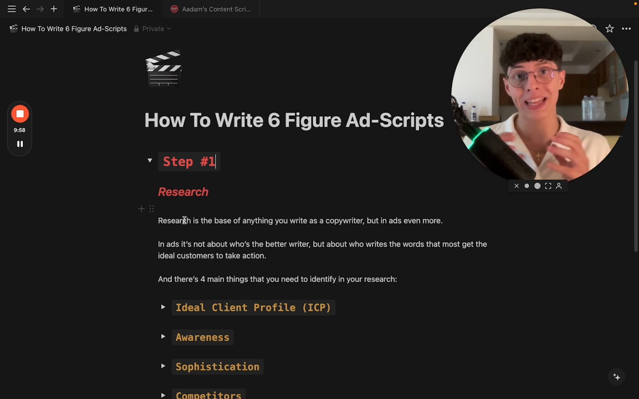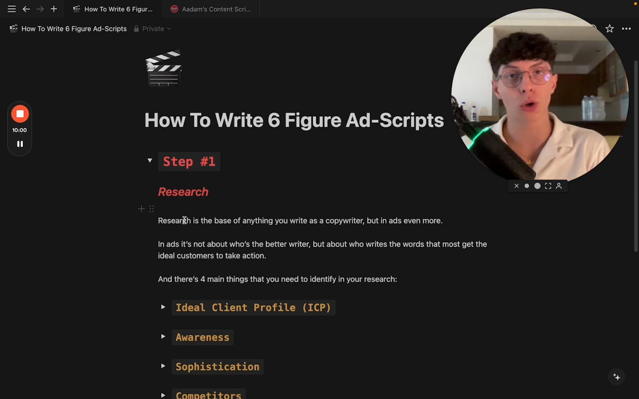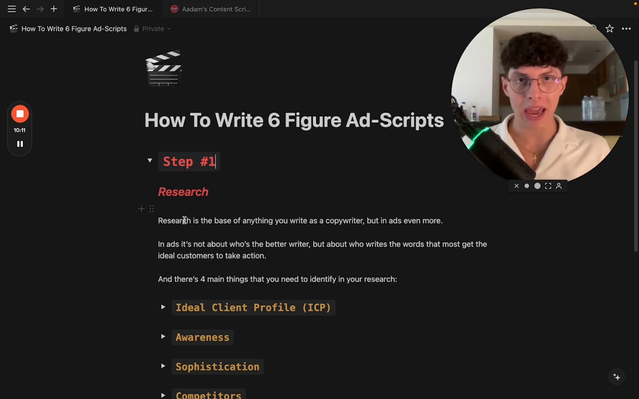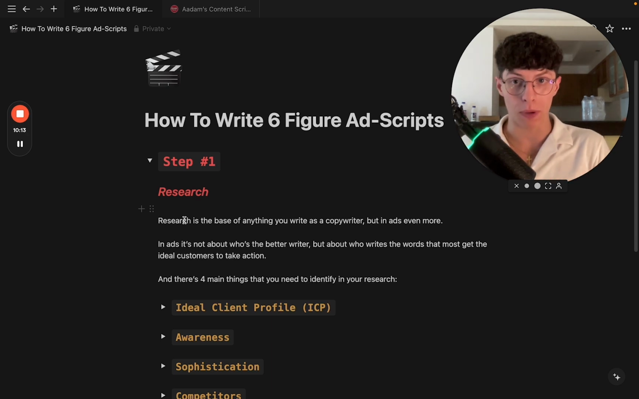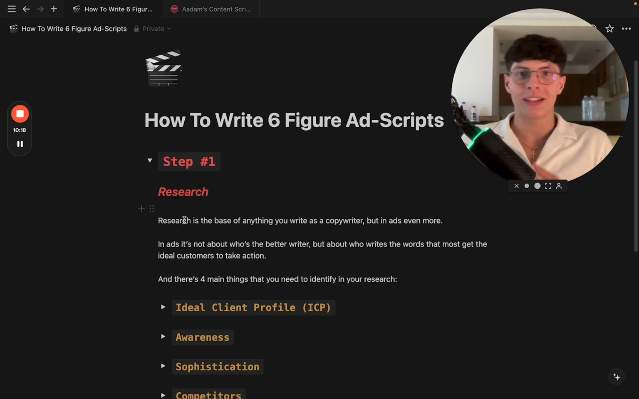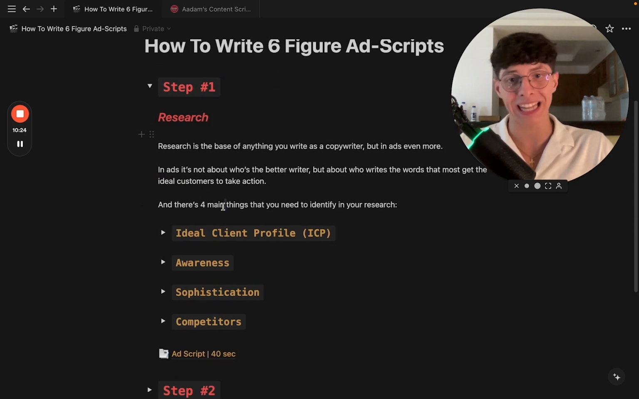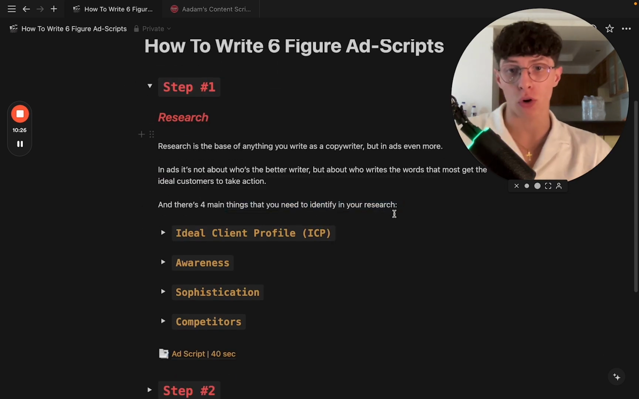So you see how it doesn't come down to the level of words that you use, but more about the words that trigger and persuade the right type of people. So that's why you need research, to understand who these people are, what desires do they have, what pain points, what problems, and all that kind of stuff. So let's get into it. There's 4 main things that I look at when I do research for my ads.